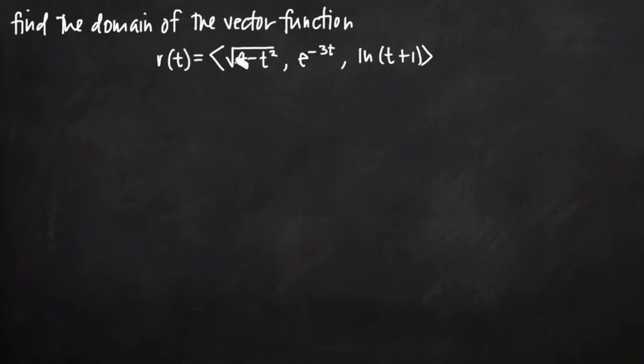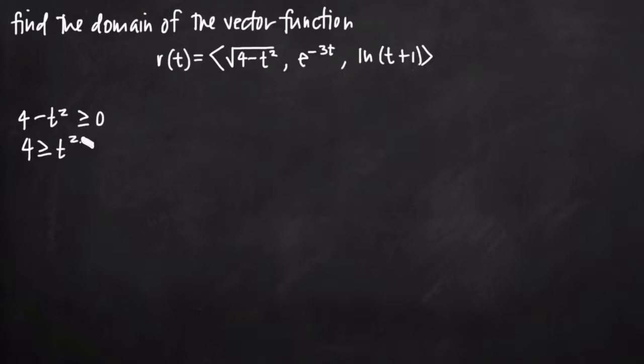So first we want to talk about the domain of the square root of 4 minus t squared. We know that the value under a square root sign has to be positive in order for us to find a real answer. So 4 minus t squared has to be greater than or equal to 0. Now we can solve this inequality for t by adding t squared to both sides. We'll get 4 greater than or equal to t squared.